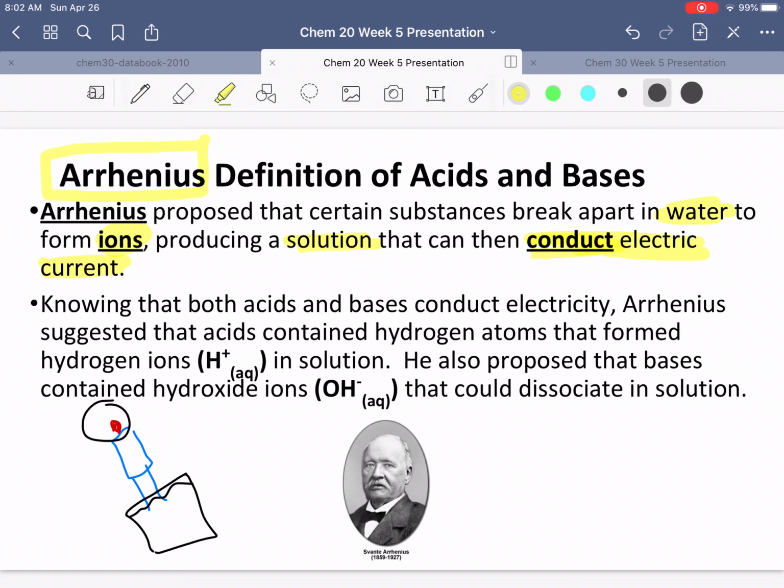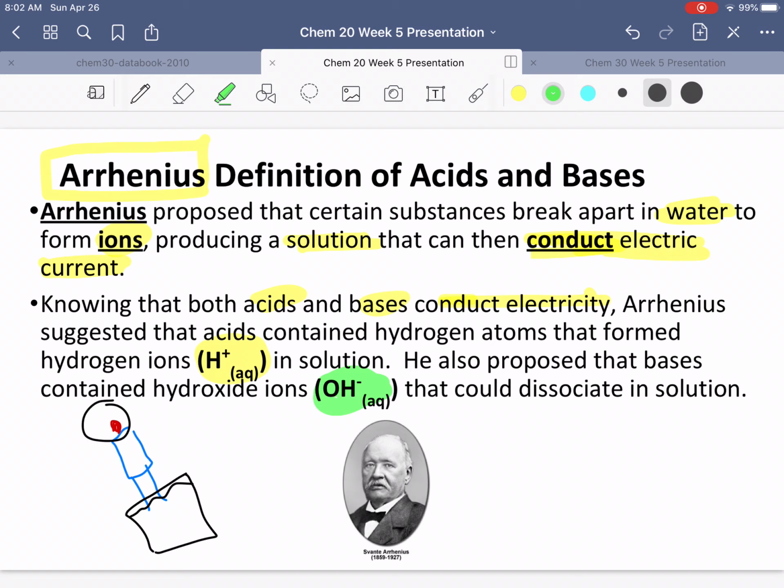Now, since he knew that acids and bases conduct electricity, Arrhenius looked at that and said, okay, well, if they conduct electricity, then ions are present. And that's where he did the next leap. And he said, hey, for acids to conduct, I think it's hydrogen ions that show up. And for bases to conduct, I think that it's hydroxide ions that show up. Now, that honestly is probably what you know right now from an acid-base perspective. And we're going to focus on that today.